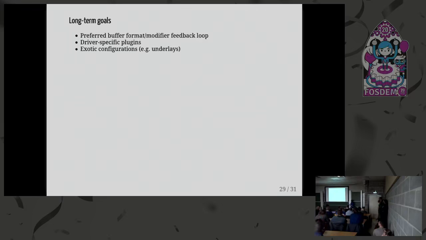And the last item, but it's for the future, is exotic configuration. Sometimes you have planes which are under the composition layer, so you need to draw a hole into the composition plane to be able to show some planes under it. So it's very, very tricky. We'll see if it's worth it.